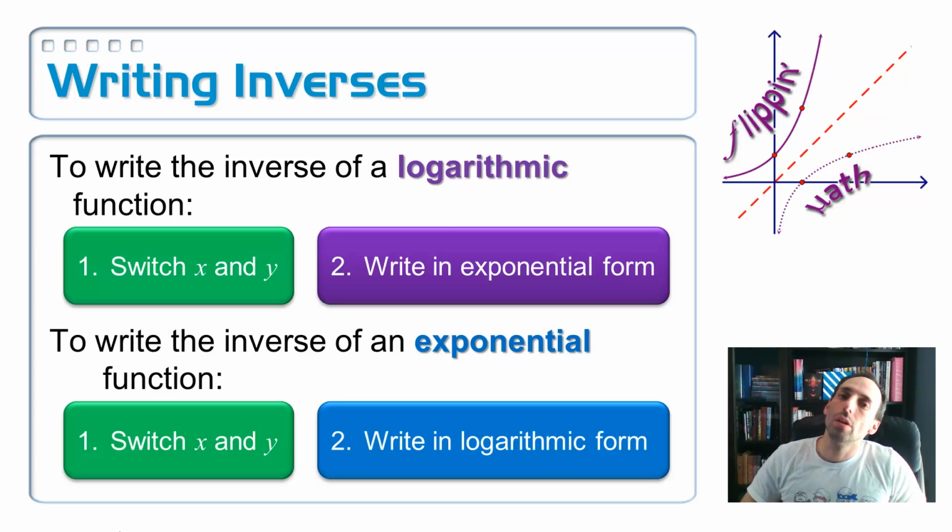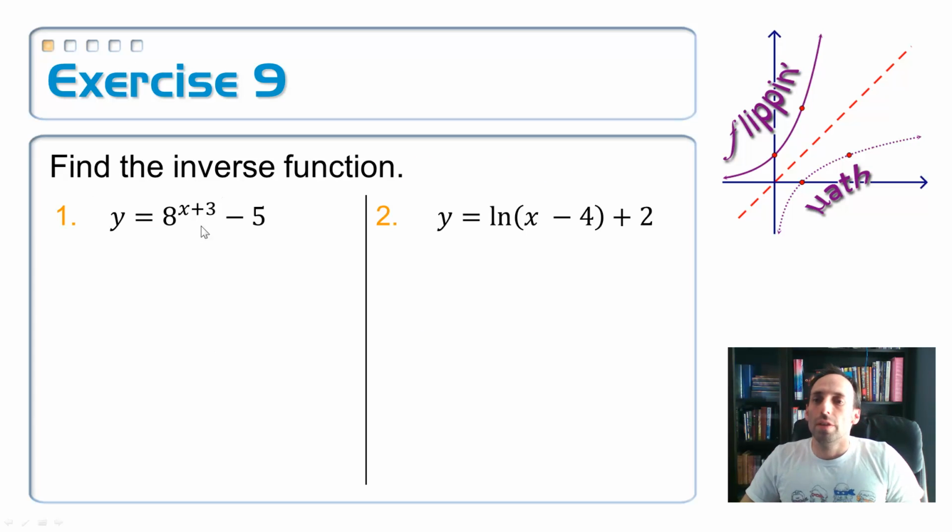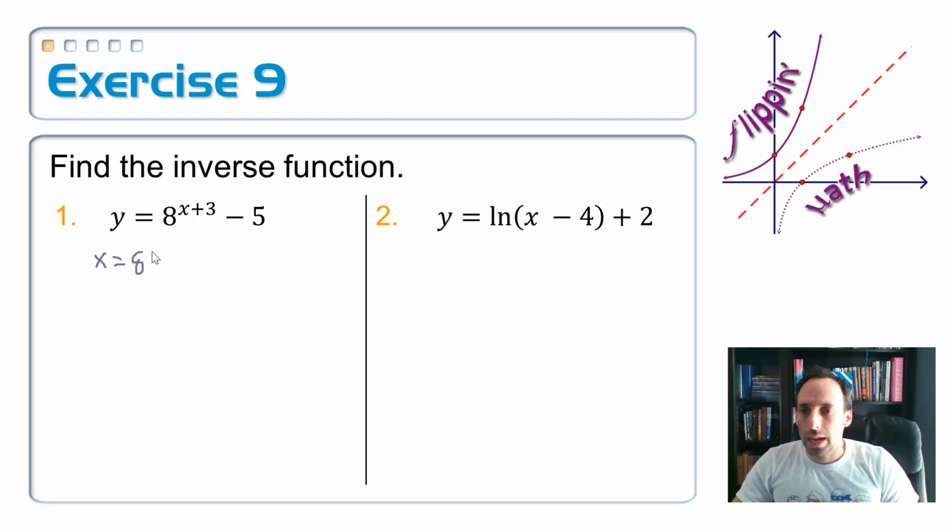Let's try that right here. Okay, find the inverse function, and on the first one, it's an exponential. So since it's an exponential, how am I going to write the answer? I'm going to write it as a logarithm. First step, though, is to switch x and y. So this becomes x is equal to 8 to the y plus 3 power minus 5.